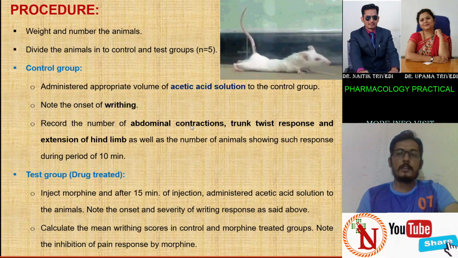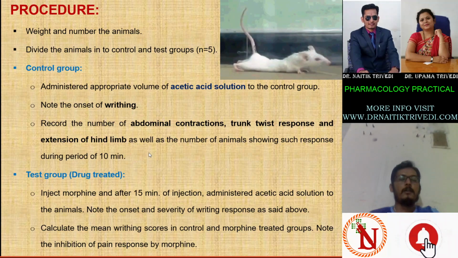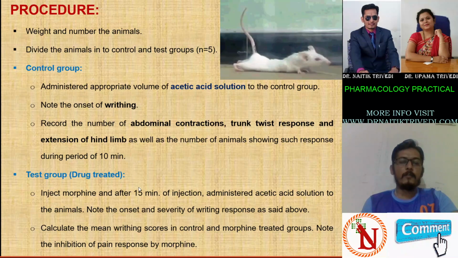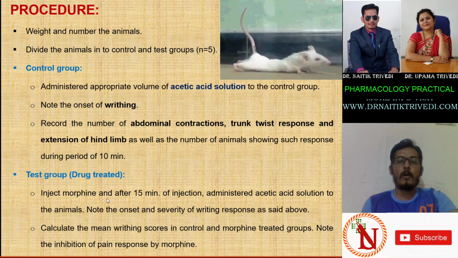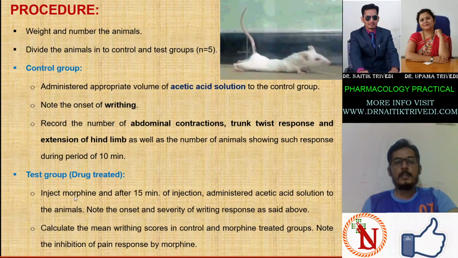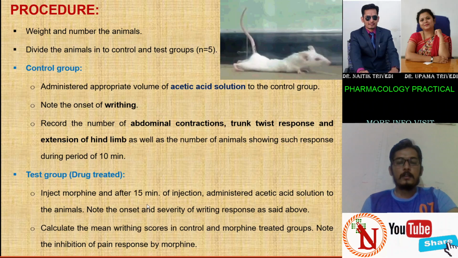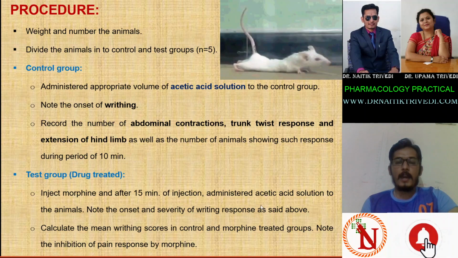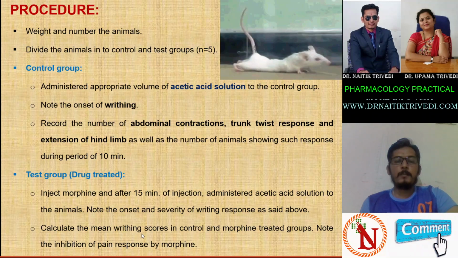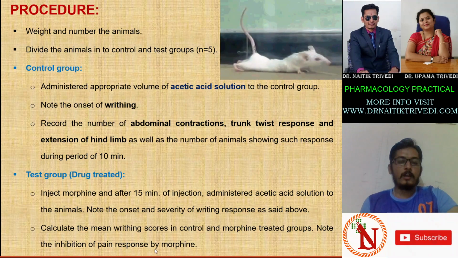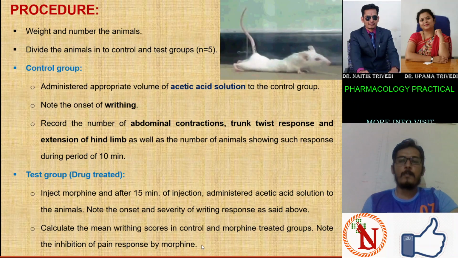We have to take the response for 10 minutes and count that response for the control animal. Now the test group animal. What will we do in the test group animal? First inject the morphine, and after injection of the drug, which is the morphine, inject acetic acid intraperitoneally into the animal and note down the above mentioned responses. Calculate the mean writhing score in the control and morphine treated group animals. Note the inhibition of pain response by the morphine.